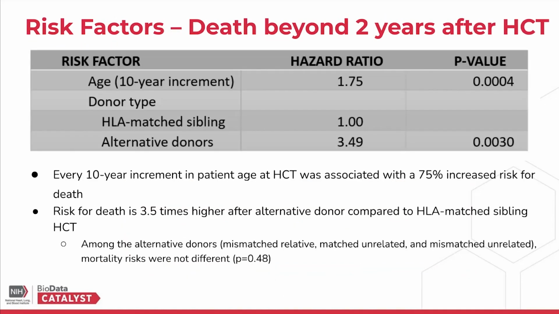We also performed a risk factor analysis to look for factors associated with death beyond 2 years, and found that recipient age and donor type are significantly associated with late mortality. Every 10-year increment in patient age at transplant was associated with a 75% increased risk of mortality. And compared to HLA matched sibling transplant, the mortality risk was 3.5 times higher after alternative donor transplantation. We did not see a significant difference among the alternative donors like in the recent publication. So those were just grouped into alternative donor groups. Next slide, please.